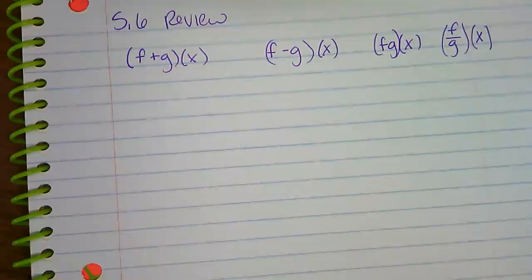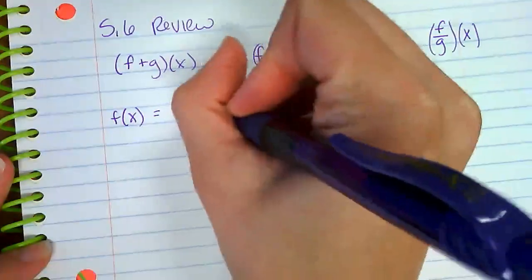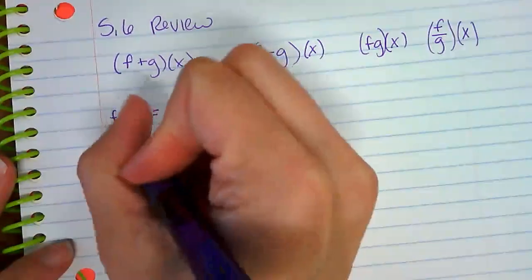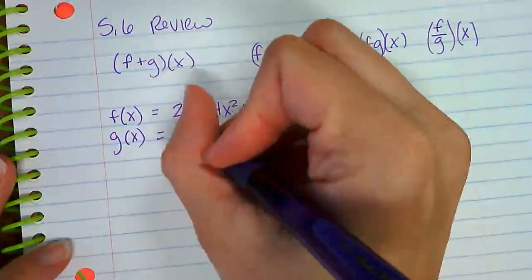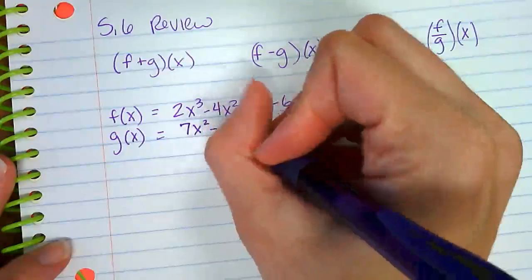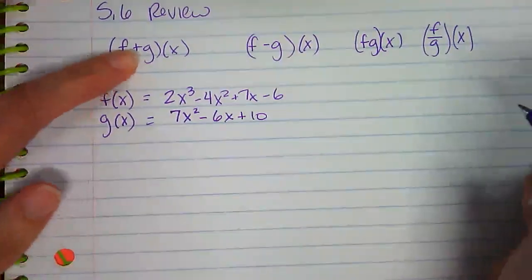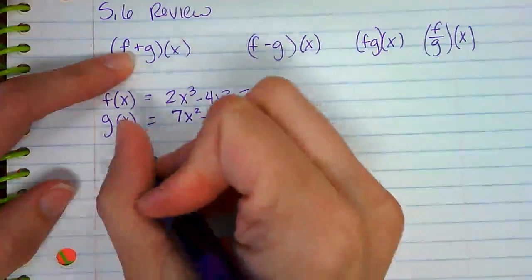So if I had functions that were all polynomial functions. For example, if I had the function f was 2x cubed minus 4x squared plus 7x minus 6, and g was 7x squared minus 6x plus 10. And I had to do f plus g of x. That's super easy. All I do is I add this function to this function, right?